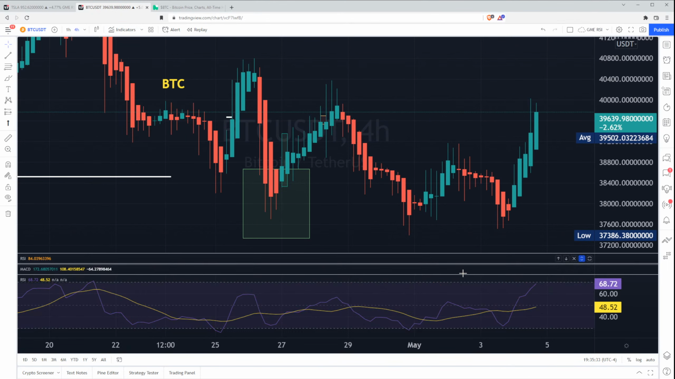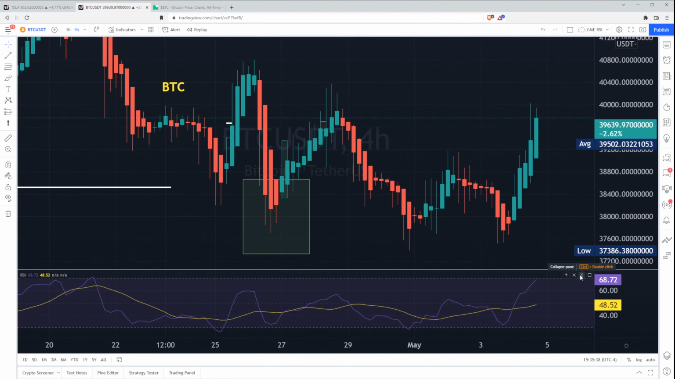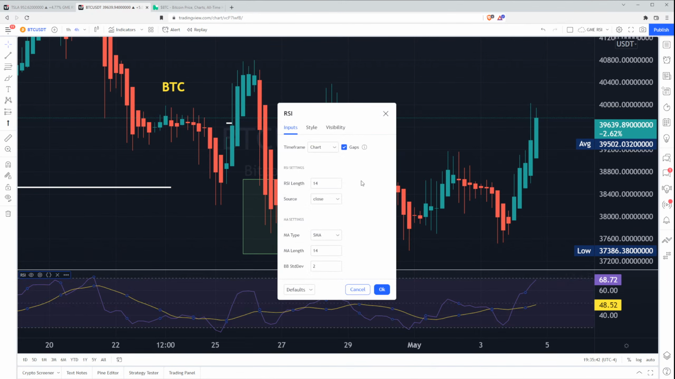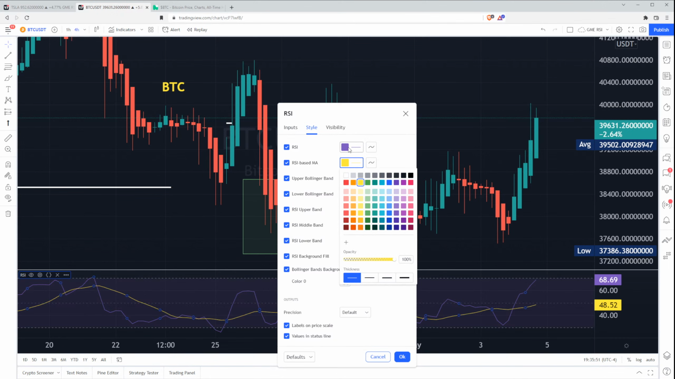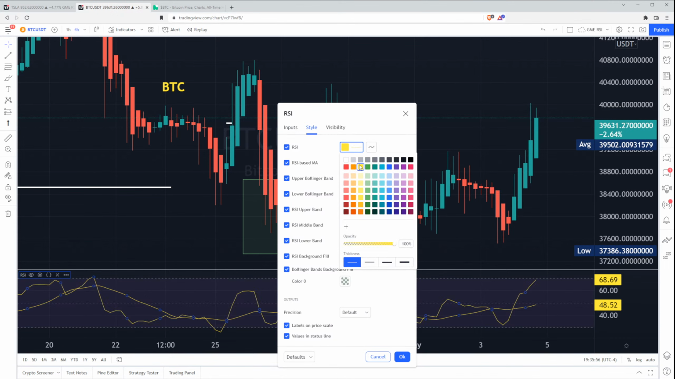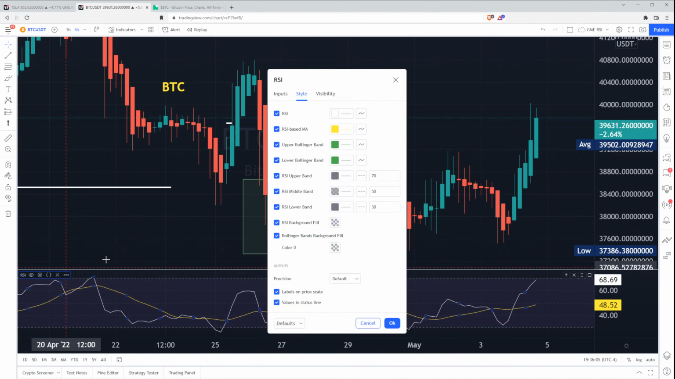And let's just take off this as well. Once you're in the RSI, go to your settings. You can change your style as well. So the moving average line, let's keep the moving average line gold. And well, let's make it RSI gold or white. Well, it may be confusing to do it this way.